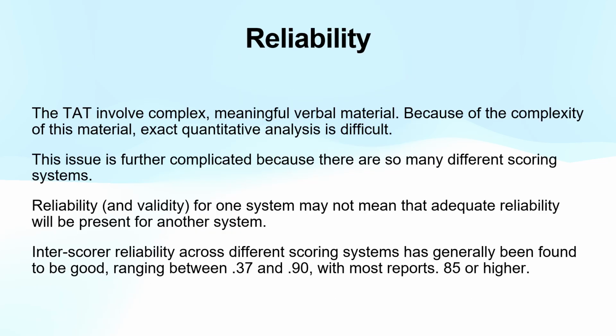Now the reliability of TAT. The TAT involves complex, meaningful verbal material. Because of the complexity of this material, exact quantitative analysis is difficult. This issue is further complicated because there are so many different scoring systems. Reliability and validity for one system may not mean that adequate reliability will be present for other systems. Inter-scorer reliability across different scoring systems has generally been found to be good, ranging from 0.37 to 0.90, with most reports of 0.85 or higher.